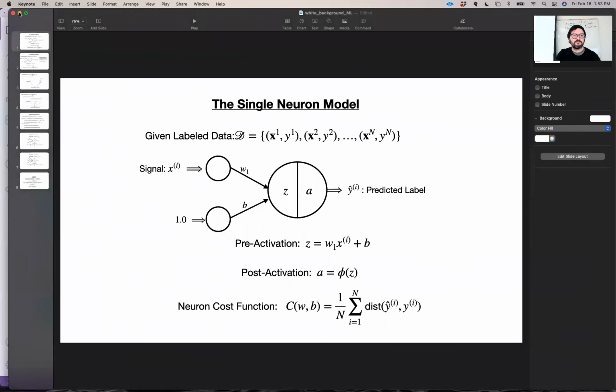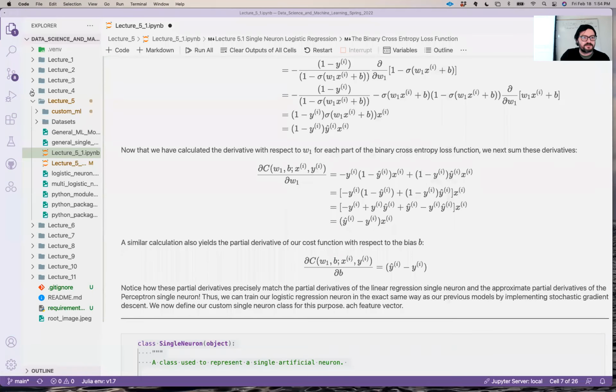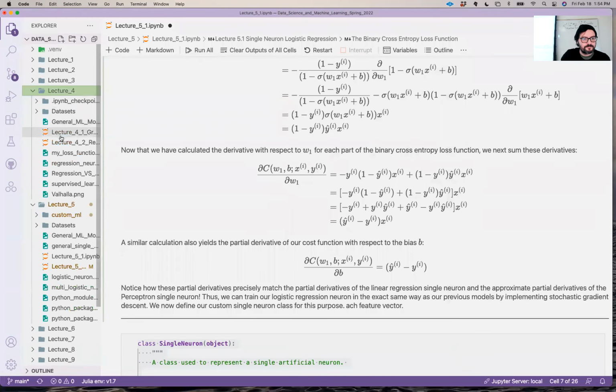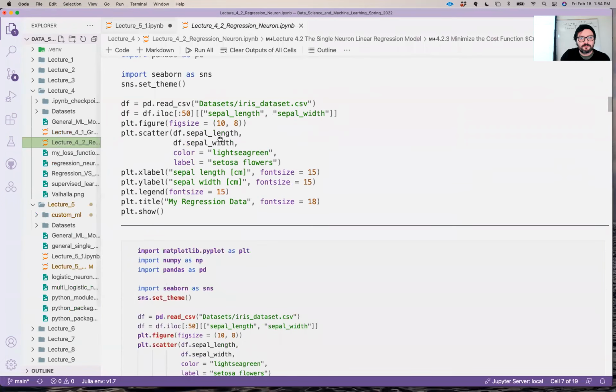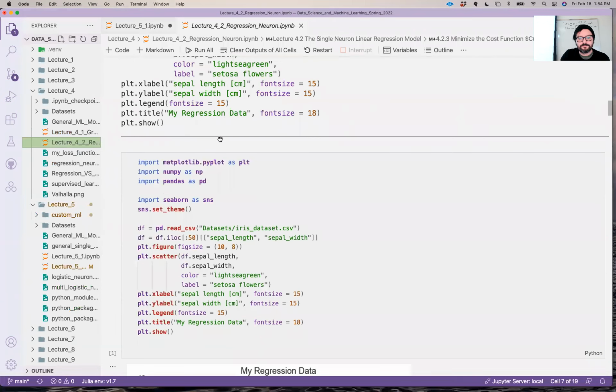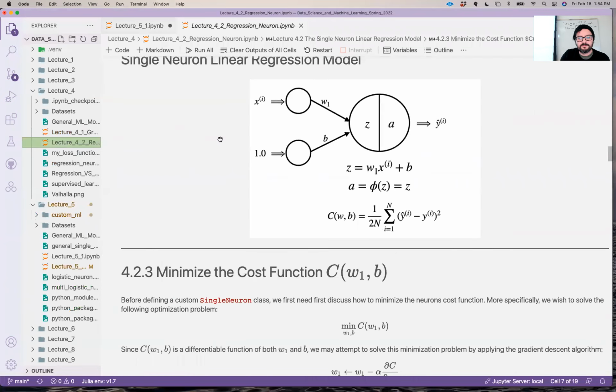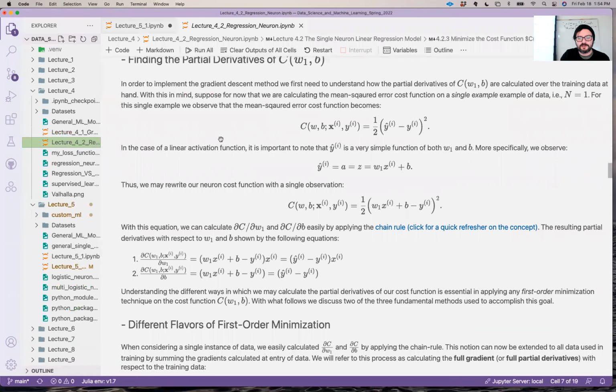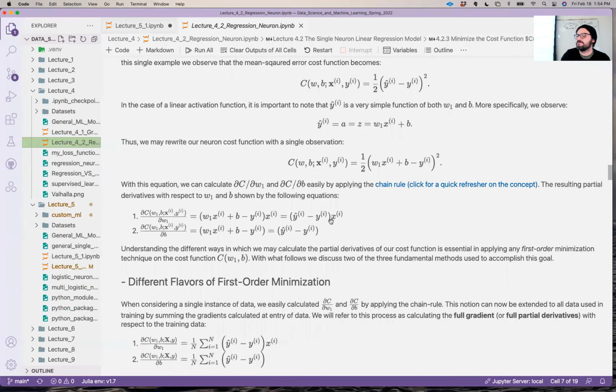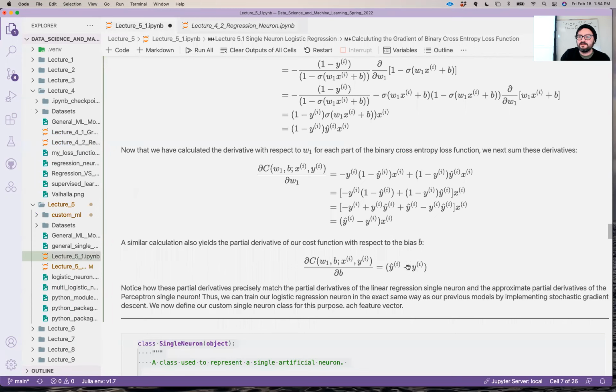for, I think it was, let's see, this lecture maybe. Where is it? Look right here with linear regression. Look at the partials with respect to the weights and the bias. It's the same.